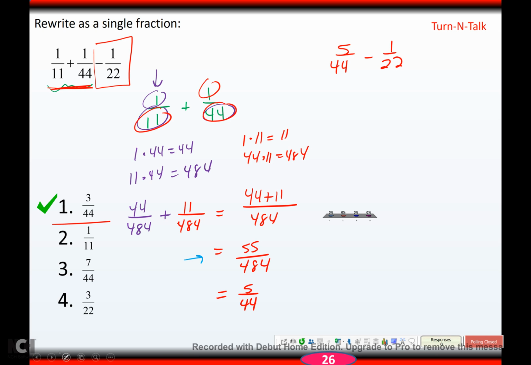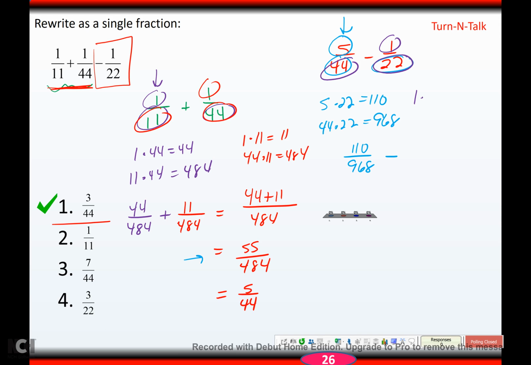Alright, so to finish up over here on this side, I'm going to multiply these two by 22. So 5 times 22 is 110. 44 times 22 is 968. So I can rewrite this fraction as 110 over 968. And then my 1 over 22, I'm going to multiply both of them by 44. 1 times 44 is 44. 22 times 44 is 968. So that fraction becomes 44 over 968.